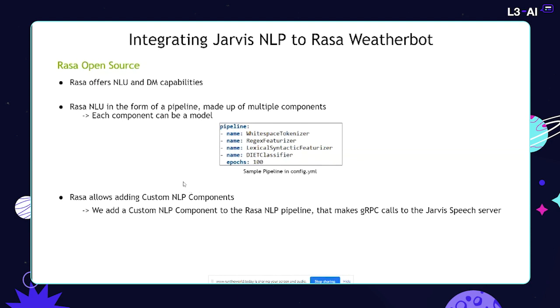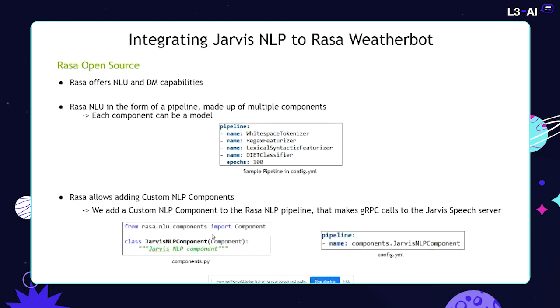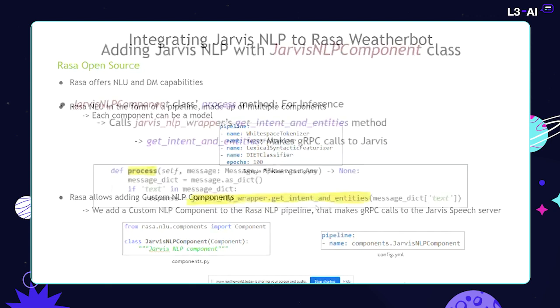So here, we add a custom NLP component to the Rasa NLU pipeline, and this custom NLP component is the one that is going to be responsible for making gRPC calls to the Jarvis speech server. So this is how we define our custom NLP component, the Jarvis NLP component, and it extends Rasa's component base class. And this is what our pipeline looks like. It consists of only the Jarvis NLP component and nothing else.